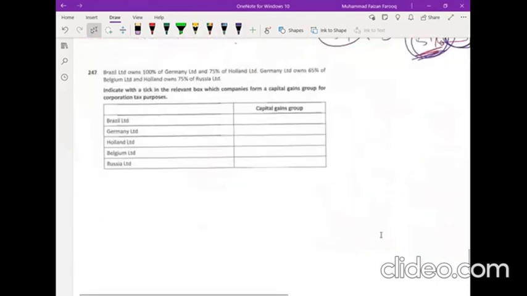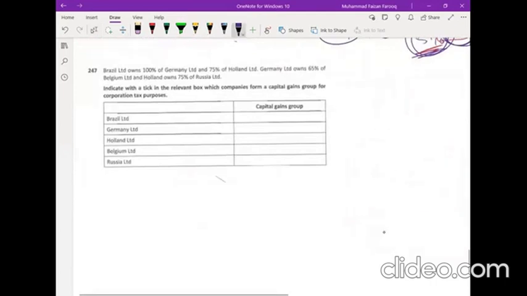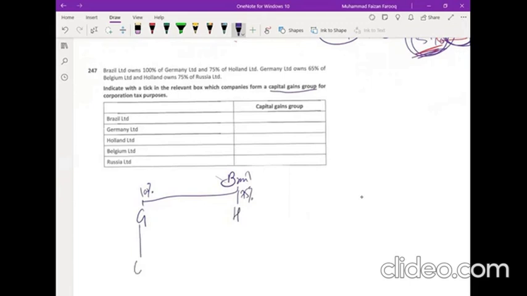Brazil, can you tell me the answer, please? What do they ask you? Which group? Capital gains. Okay. So we have Brazil, which owns 100% of Germany, 75% of Holland, then Germany owns 65% of Belgium, and Holland owns 75% of Russia.